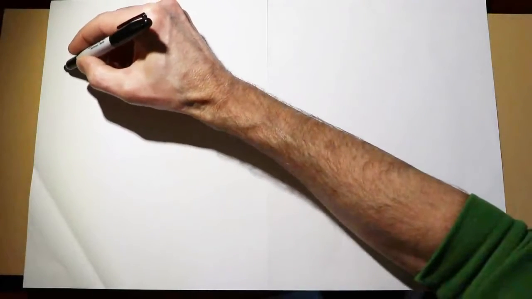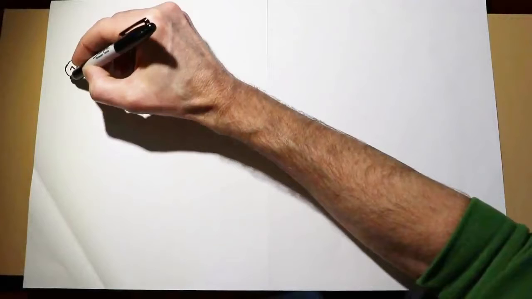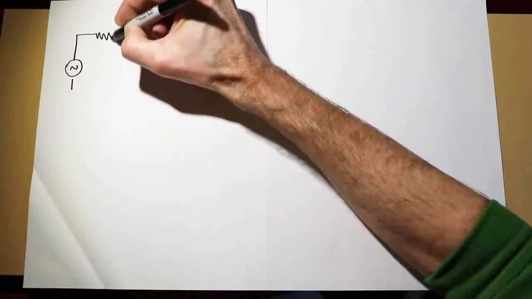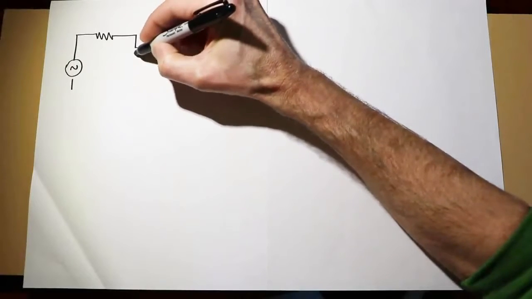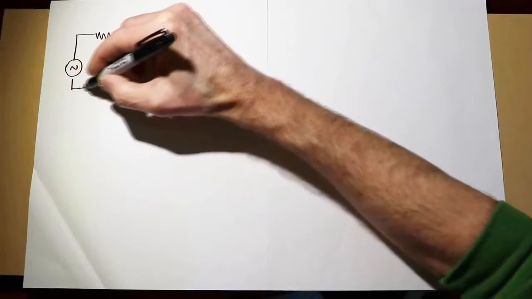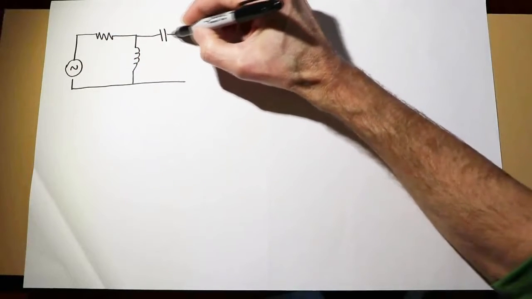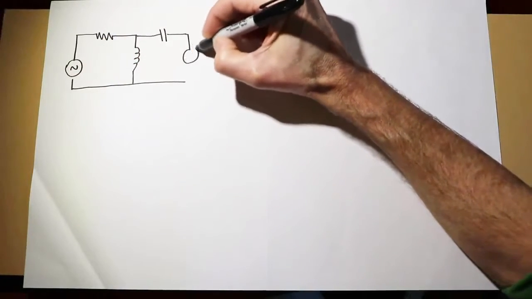Now, superposition does require that the circuit be a linear bilateral network. As long as we're using capacitors, resistors, inductors, that will be the case. So we'll start with a fairly straightforward circuit here. We'll begin with a simple voltage source, a resistor, an inductor. We'll tie this into a capacitor and a second voltage source.